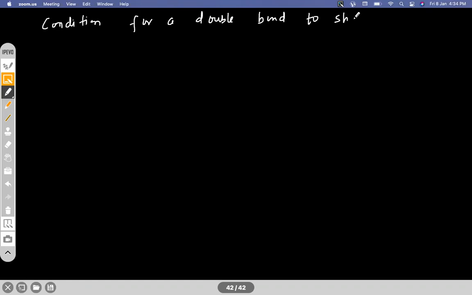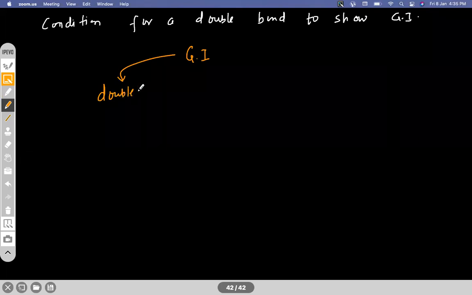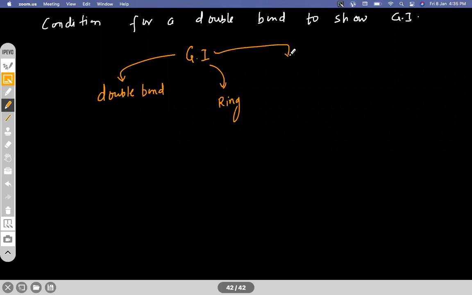Now you see, what is the condition for a double bond to show geometrical isomerism? GI is possible under three conditions. Because of a double bond, GI is possible. Because of a ring, GI is possible. And the third condition is because of a double bond inside the ring. These three conditions you have to take care of.